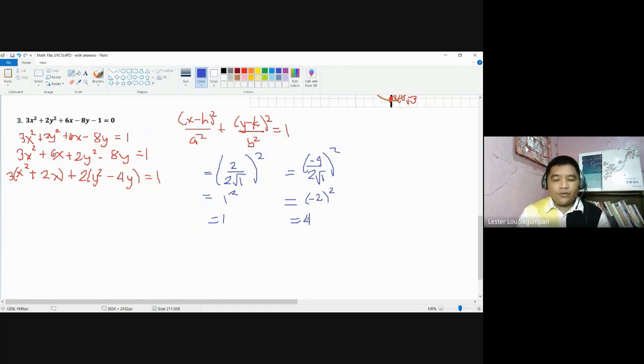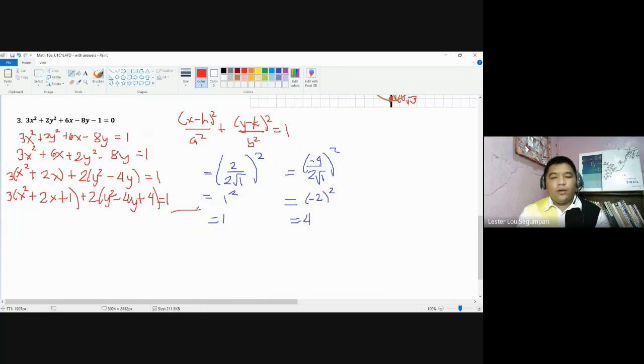So you need to add these two things for these specific pairs of terms so that we can come up with a perfect square trinomial. Okay, and to do that, we will have this expression: 3 times the quantity x squared plus 2x plus 1, and then plus, that's what we added here, 1, 2 times the quantity y squared minus 4y plus 4, the 4 here, is equal to 1.